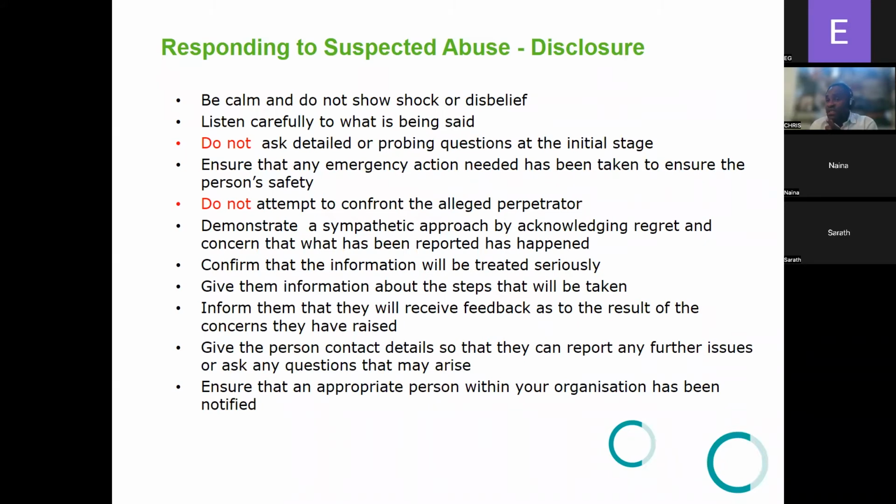Suspected, there is no evidence, but you suspect because of the signs you have seen. It's not 100%, but there is some chance. And then disclosure, the person has told you by themselves, this is what is happening to me. Someone has been coming here and been touching me. So that comes under sexual abuse. Someone has been coming here and beating me, hitting me, physical abuse, or any of the categories. How would you respond to suspected abuse or disclosed abuse?